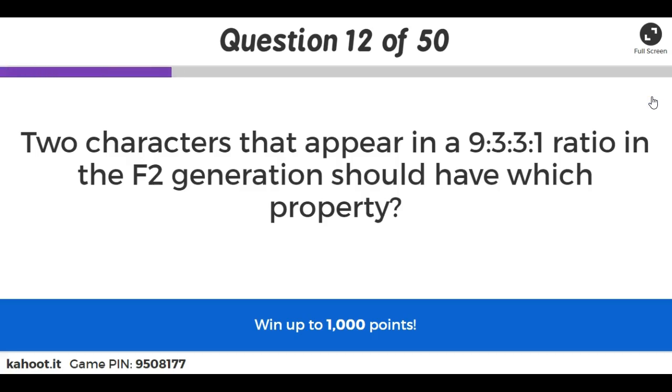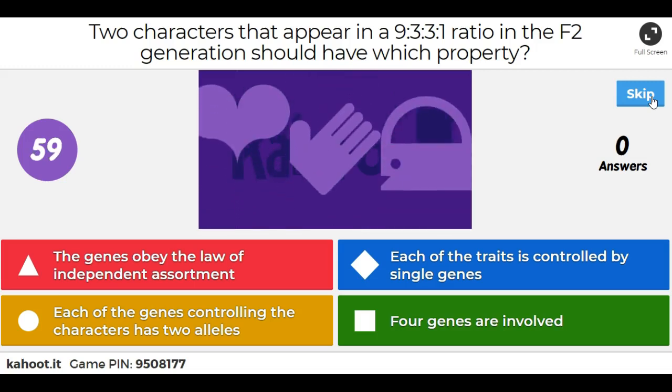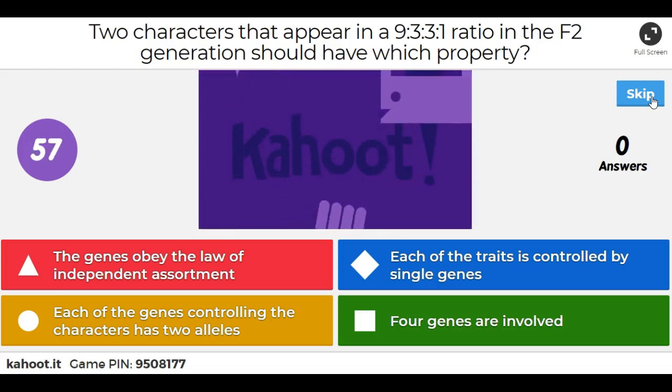2 characters that appear in a 9-to-3, 3-to-1 ratio in the F2 generation should have which property? Read through these very carefully.